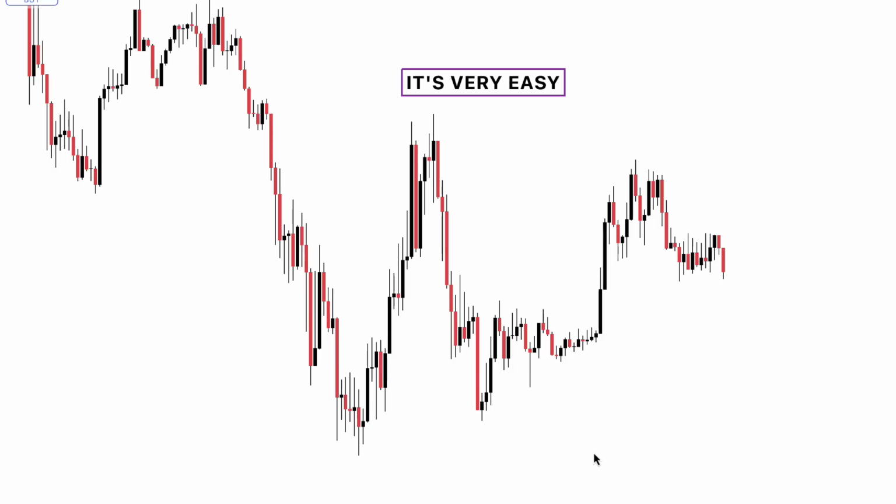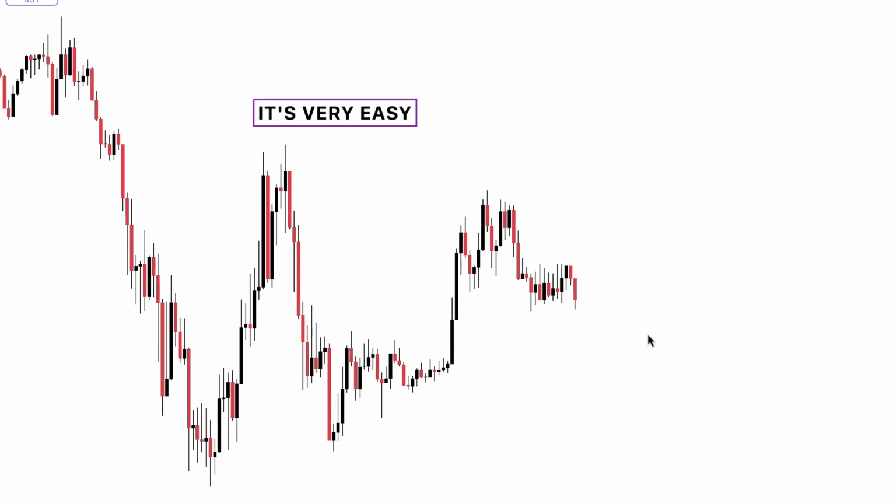So let's go into it and I will show you exactly what to look out for when you're doing top-down analysis. This is gold. I want to start from the higher time frame and then I'll go down to the lower time frame because that's exactly what top-down analysis is all about.